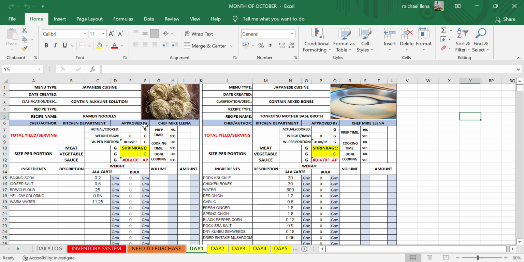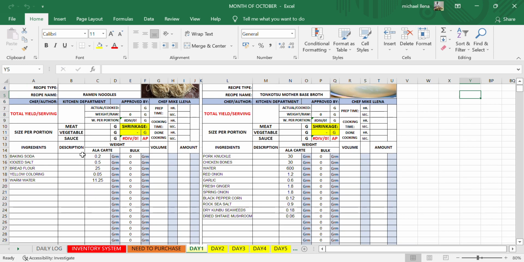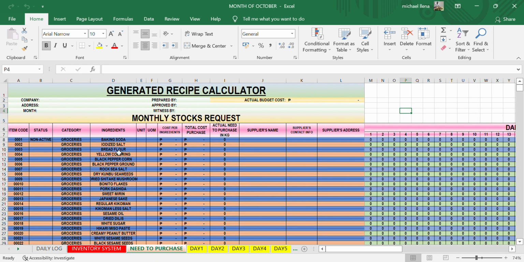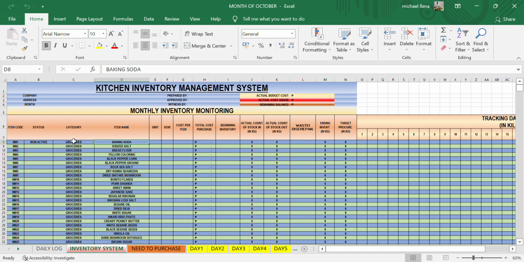For example, here the ramen noodles. You have the list of ingredients in here, linked to your inventory and to your purchase. Let's say the baking soda: it is non-active, so the color is blue. But if you turn it to active, it will turn red.